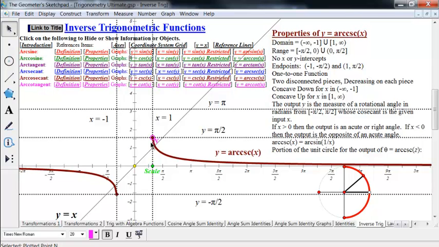If you stay within one part, it's decreasing. So if you stay within this part, as you go left to right, it goes down. Same way here. Of course, if you switch from the left part to the right part, then it's going up. But it is a one-to-one function. Notice it's concave down here when x is less than negative 1 in the third quadrant. And it's concave up, decreasing for x in the first quadrant from 1 to infinity. So we can think of it as an angle between negative pi over 2 and pi over 2 whose cosecant is a given value.